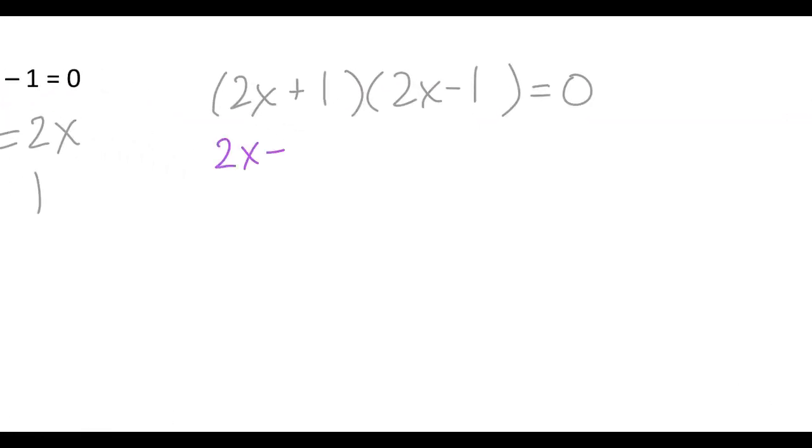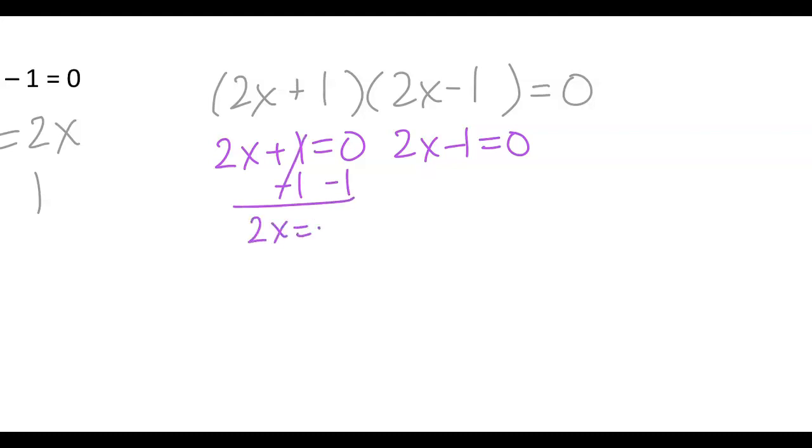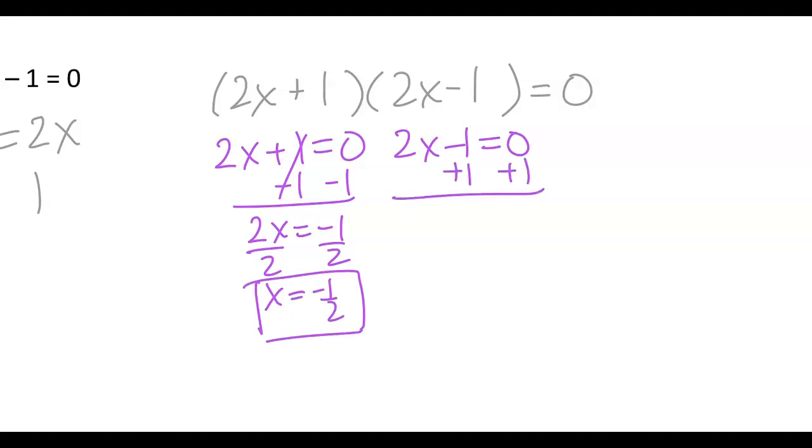So we're going to take 2x plus 1, set that equal to 0, 2x minus 1, and set that equal to 0. We're doing this step in purple by the zero product property. We're going to go ahead and subtract 1 for this first binomial, the 2x plus 1. All right, I got one of my answers. And then I'll do the other one.